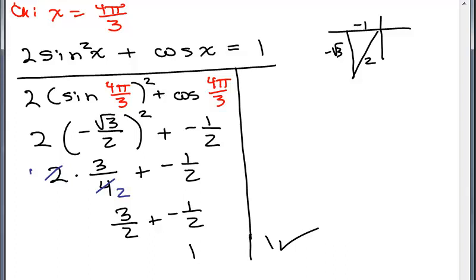You could do the same thing for 0, plug in 0, and also plug in 2 pi over 3. You should get that the left and right-hand side are also the same number after plugging them in. And so therefore, our solutions are 0, by the way, just as a reminder, 0, 2 pi over 3, and 4 pi over 3.